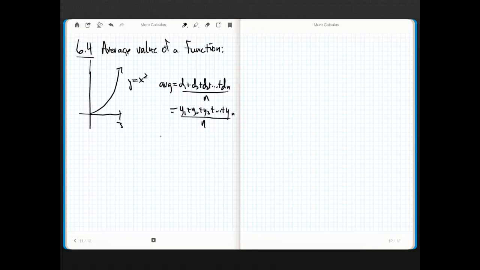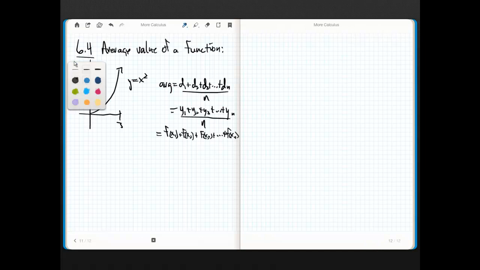Now think about this. The average value is equal to f of x sub 1 plus f of x sub 2 plus f of x sub 3 plus dot, dot, dot, plus f of x sub n, right? Now, that assumes that there is a fixed number n of values on this. The problem is we know that that's not a fixed value, but think about what we're really doing here.